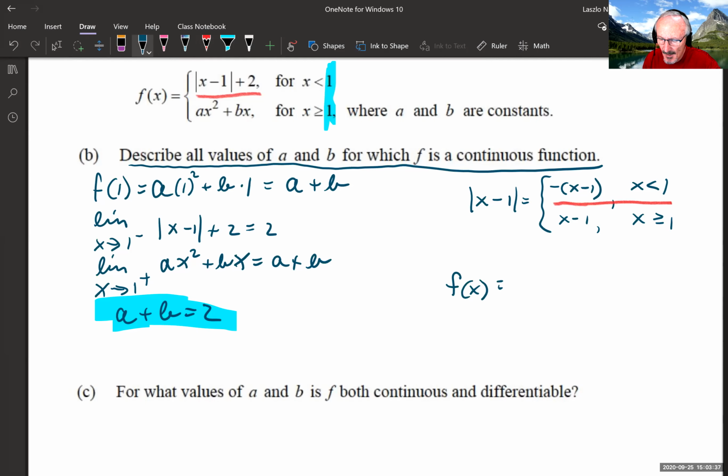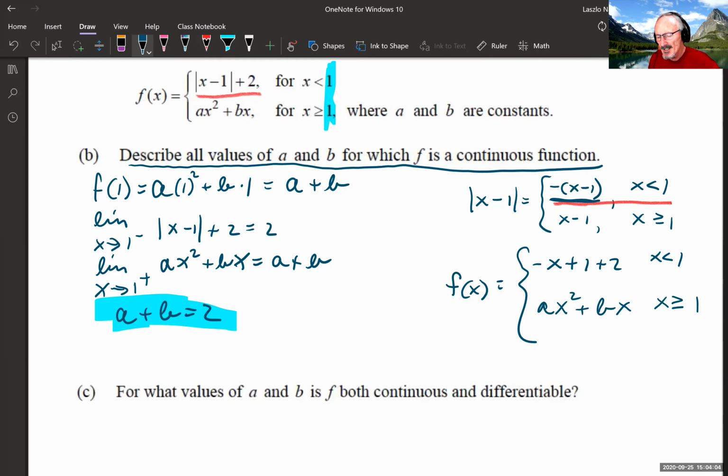And so we have f of x is equal to, well, negative x plus 1. I distributed the negative sign here in this expression, and plus 2, okay? And that's for x is less than 1. And we have, let's see, we don't need to do any mathematical magic on this other side. So there we are.